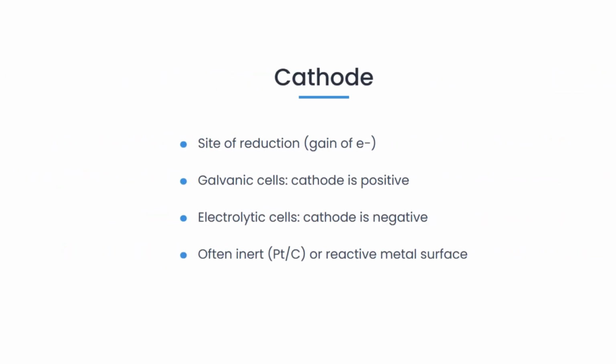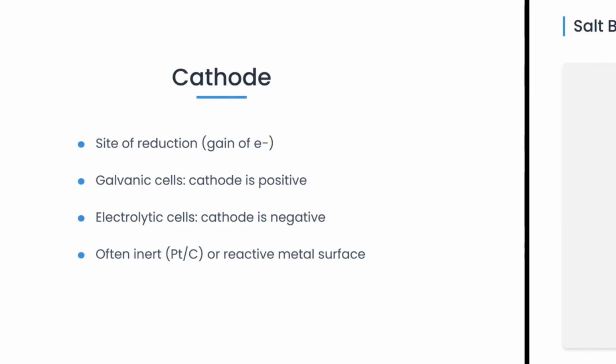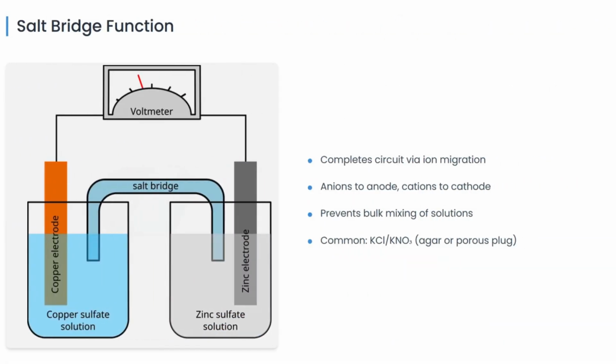Next, we explore the cathode. The cathode is the site of reduction, where a gain of electrons takes place. Just like with the anode, its charge depends on the cell type. In a galvanic cell, the cathode is positive. In an electrolytic cell, the cathode is negative. The cathode is often made from an inert material like platinum or carbon, or sometimes a reactive metal surface to facilitate the reduction reaction. Now, what about the connection between them?